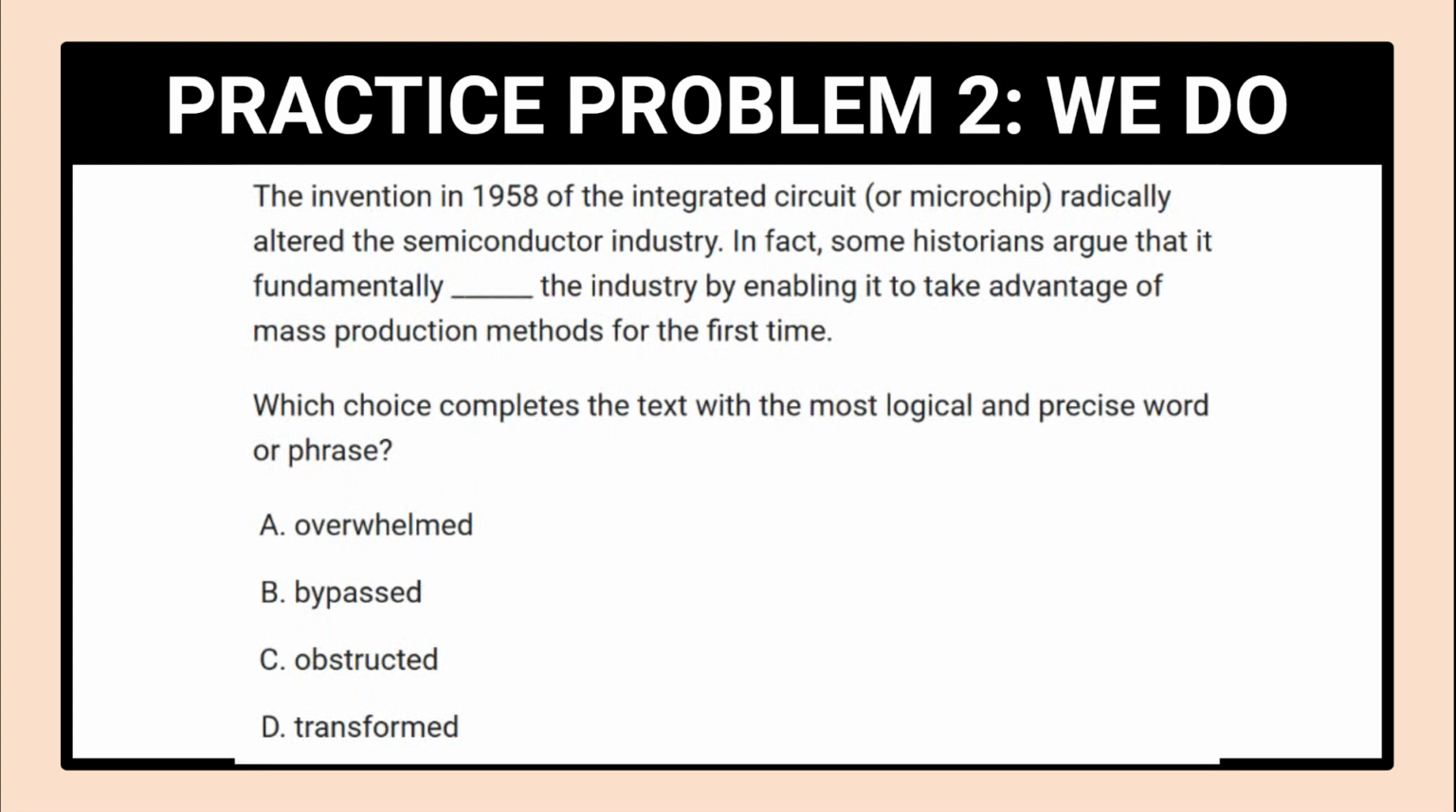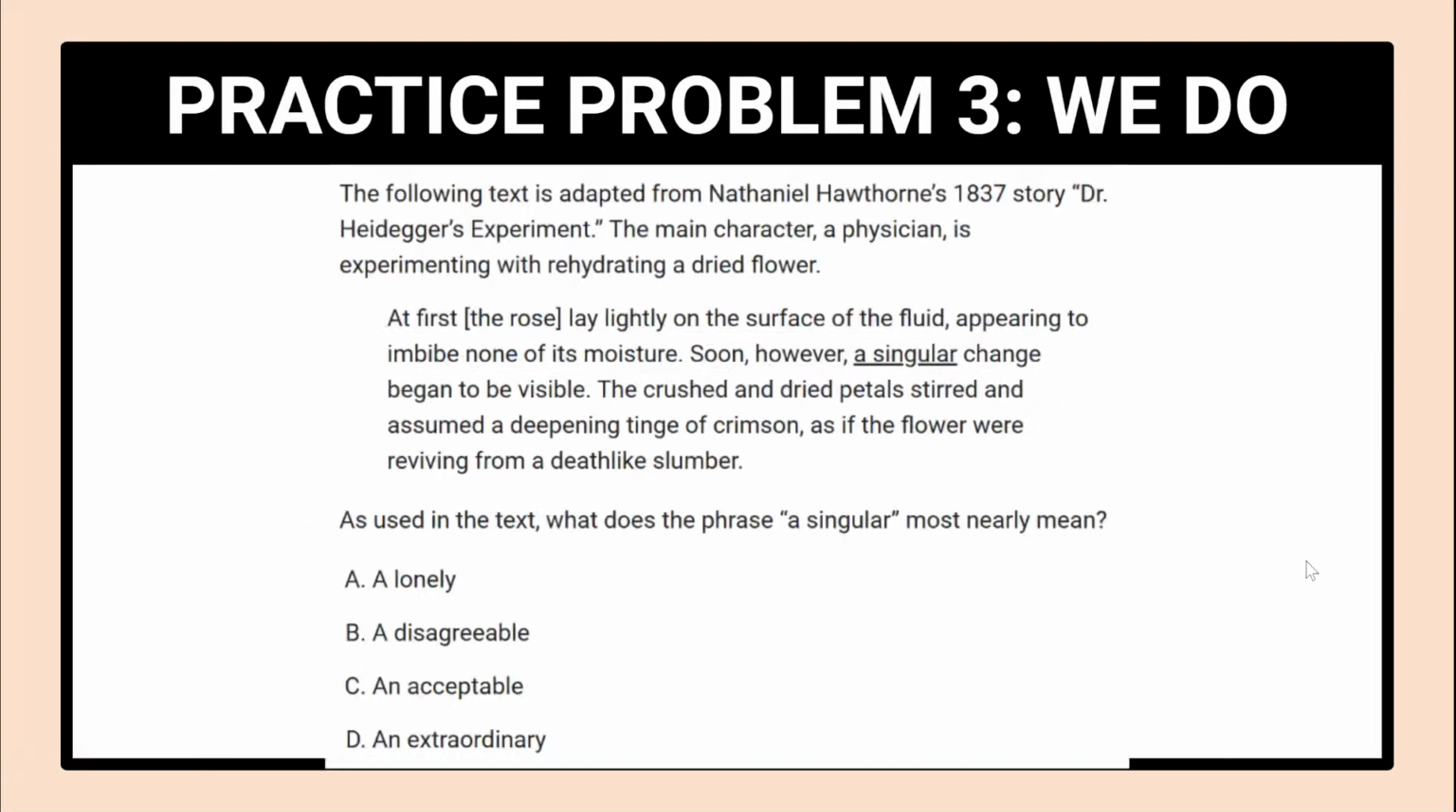Okay, the correct answer is D. Now why this is, we can see it radically altered the semiconductor industry. And it also enabled it to take advantage of mass production methods for the first time. So overwhelm doesn't really make sense. It's not causing any negative consequence. It's helping it, in fact. Same thing for C and B. It doesn't bypass the industry by overtaking it. It changed the industry for good. Practice problem number three. Pause and figure this out.